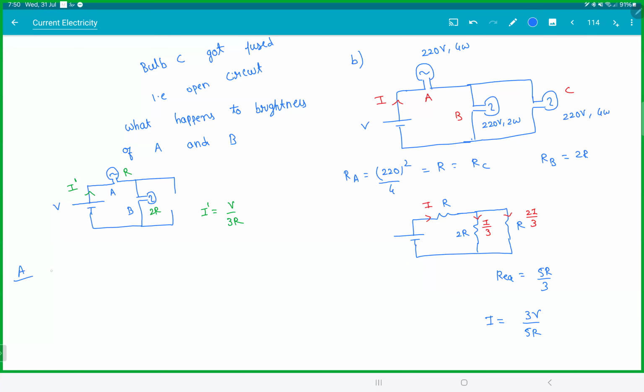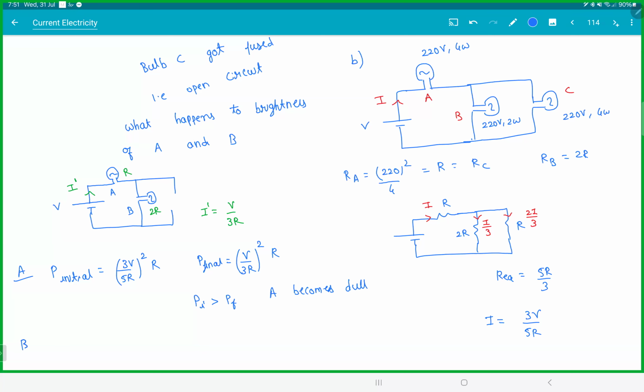So for A, what is the initial power? I square R, so 3V by 5R whole square into R. You can just look at the current. What happened? Current increased or decreased? And P final is V by 3R whole square into R. You can clearly see P initial is greater than P final. A becomes dim. That is 0.6 current, this is 0.33. Are you getting this? The current dropped.